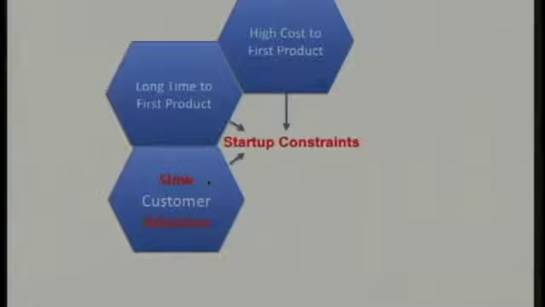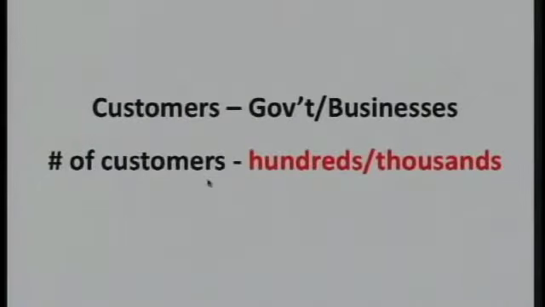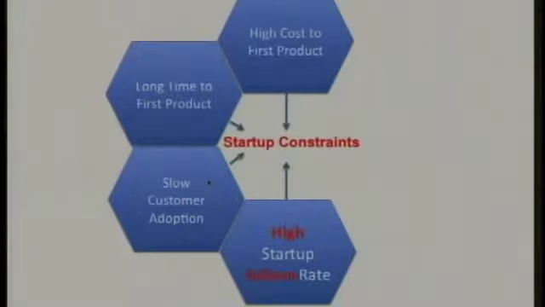This waterfall development methodology was about all we knew until the 1990s. Customers took a long time to adopt. First customers in Silicon Valley were government subcontractors. They did not buy in days or weeks. It took months, if not years, to get an order. The next wave of customers in Silicon Valley were companies. Again, these were long sales cycles, and the number of customers for Silicon Valley companies could have been measured in hundreds, maybe thousands. High startup failure rate.